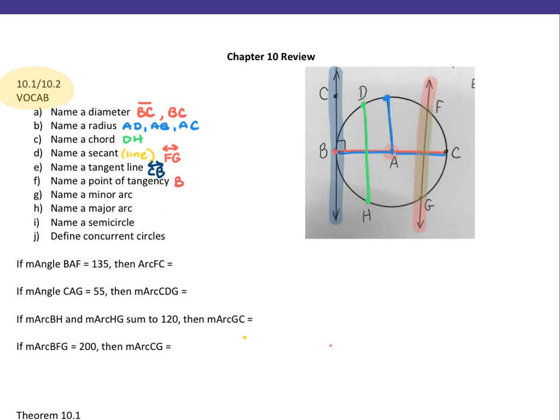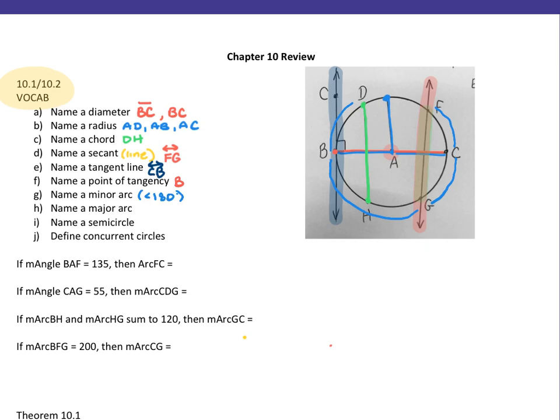A minor arc. We know minor arcs are less than 180 degrees. We could name them a couple of different ways. We could say that BD is a minor arc. We could say that FC is a minor arc. CG is a minor arc. GHB is a minor arc. So there are a lot of different examples in this one. Those would all be minor arcs.